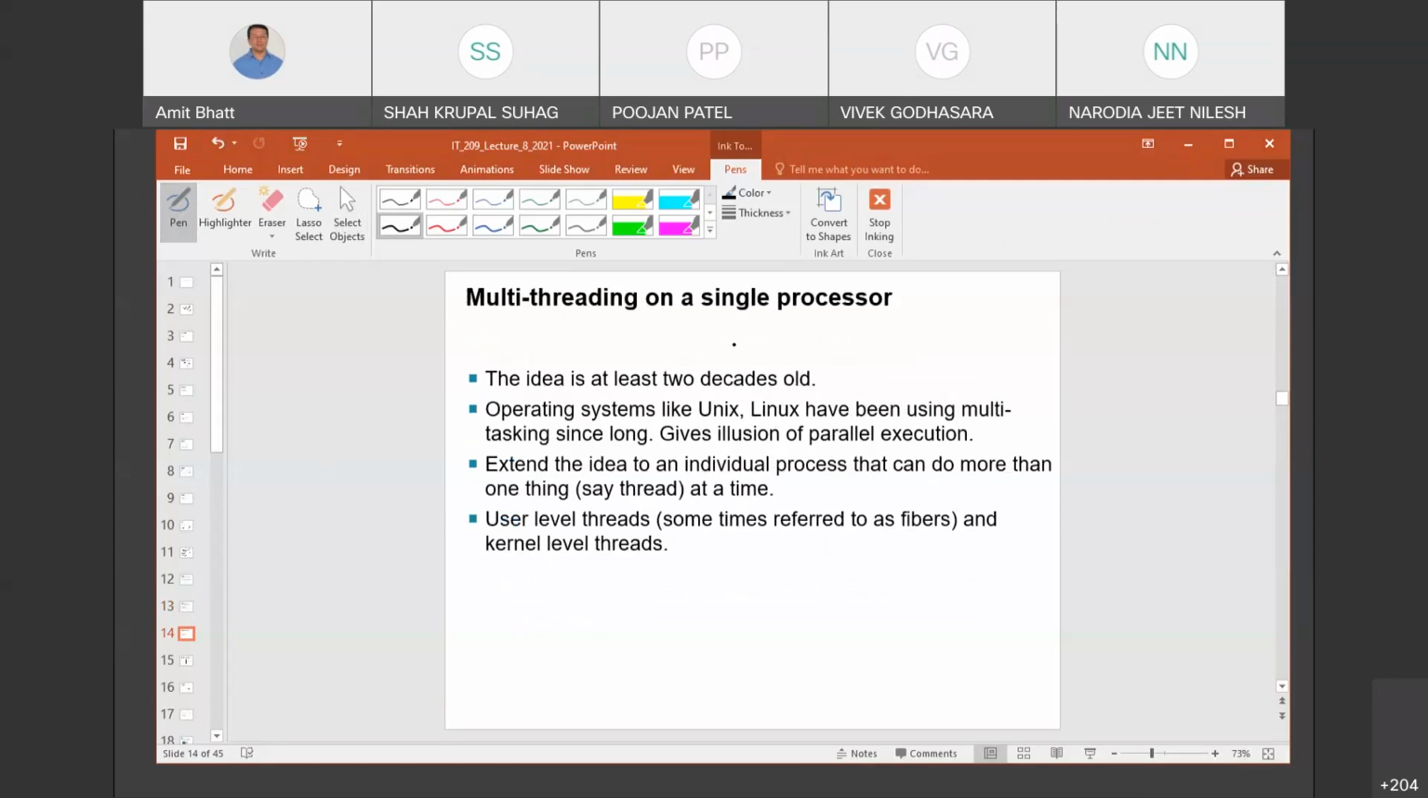Sir, are these threads the same as Java threads? Yes. Threads can be used anywhere.